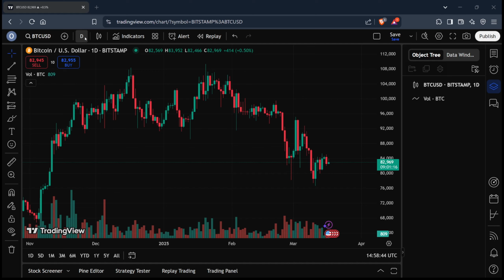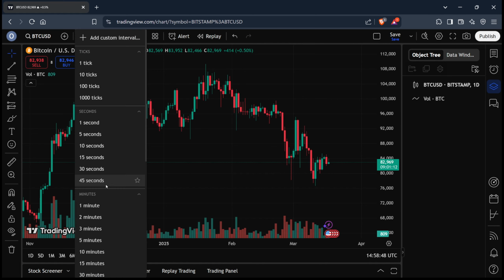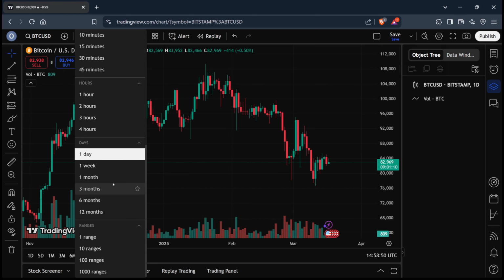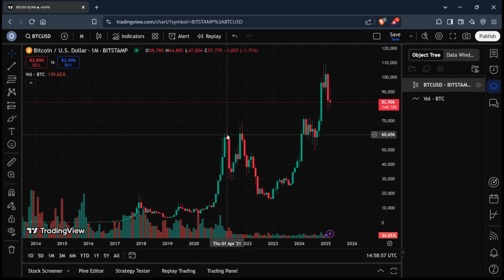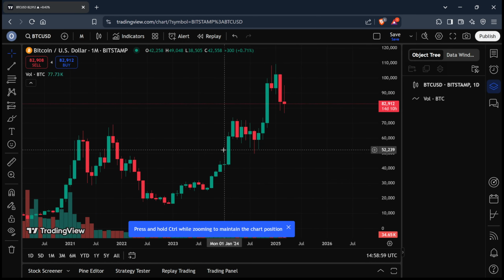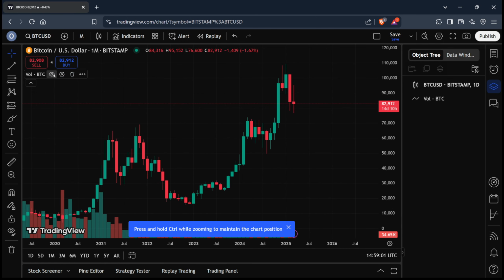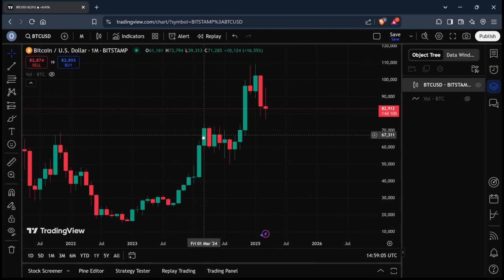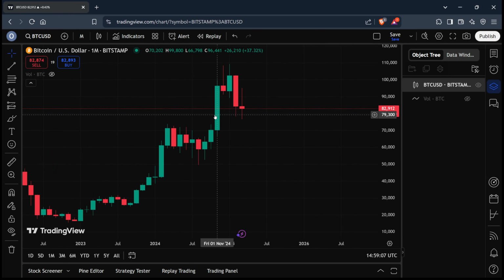So first I want to switch from 1 day. I want to go as high as possible. Well, maybe not as high as possible, but I want to go to the 1 month. This is typically where I start. So I go to the 1 month time frame. That means each of these candles, let me make it bigger, I'll get rid of the volume for you guys so it's a little more clear, represents 1 month.